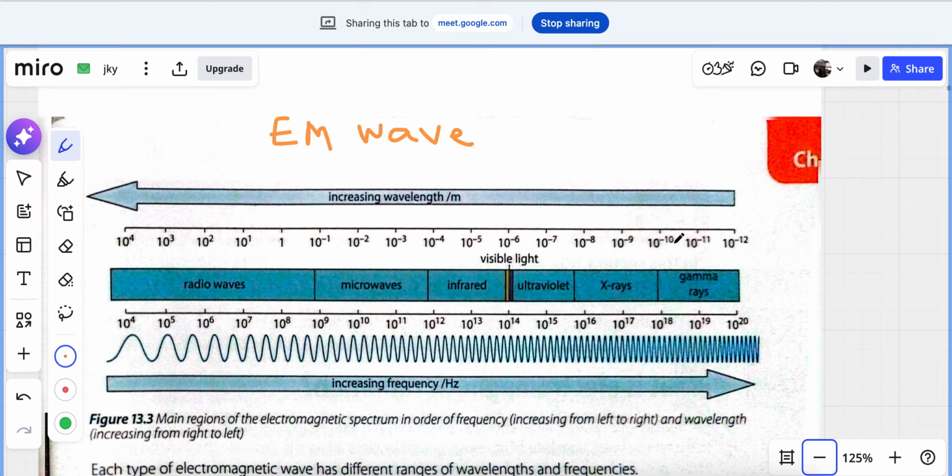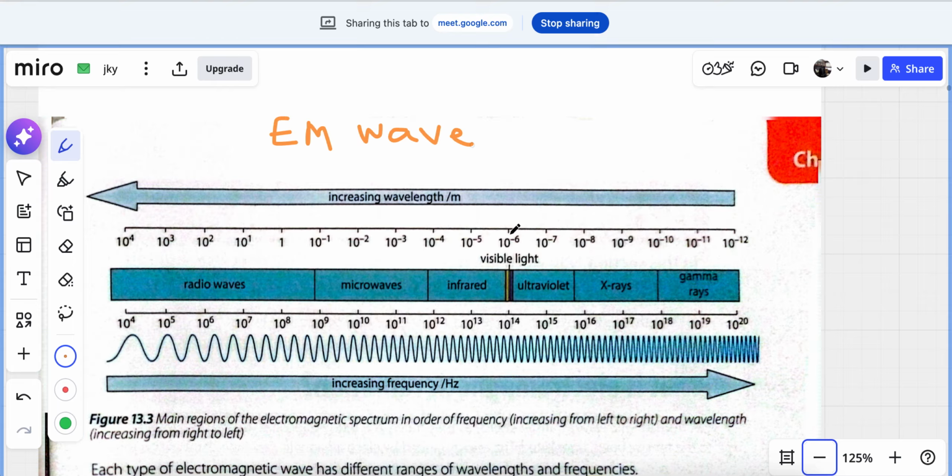X-ray is 10 to the power of negative 10 to 10 to the power of negative 8. That's the wavelength band of X-ray. Then the ultraviolet is 10 to the power of negative 8 to 10 to the power of negative 6. Then the visible light is around 10 to the power of negative 6. Then from 10 to the power of negative 6 to 10 to the power of negative 4, you have the infrared radiation for the wavelength.